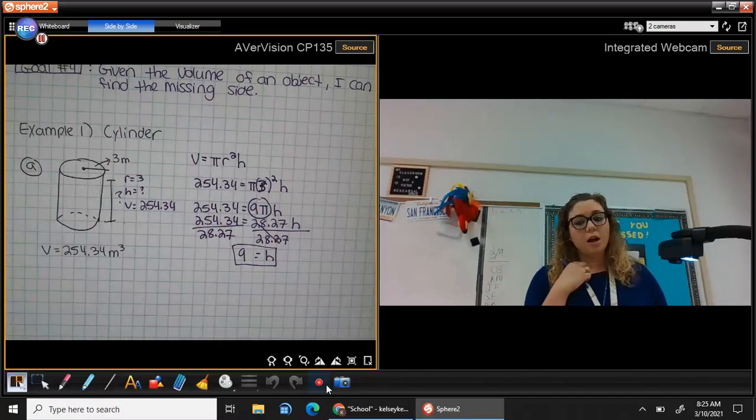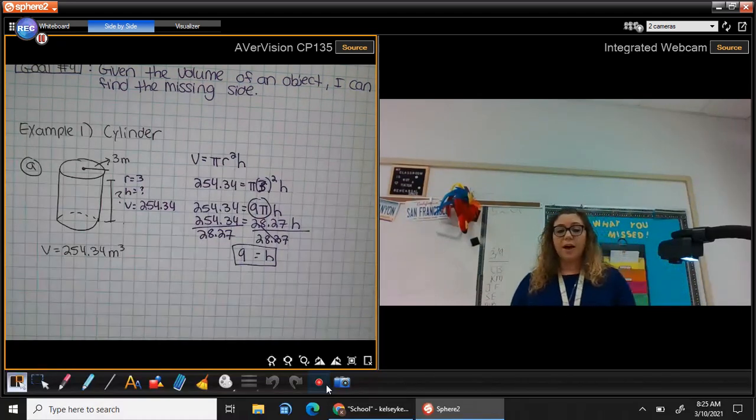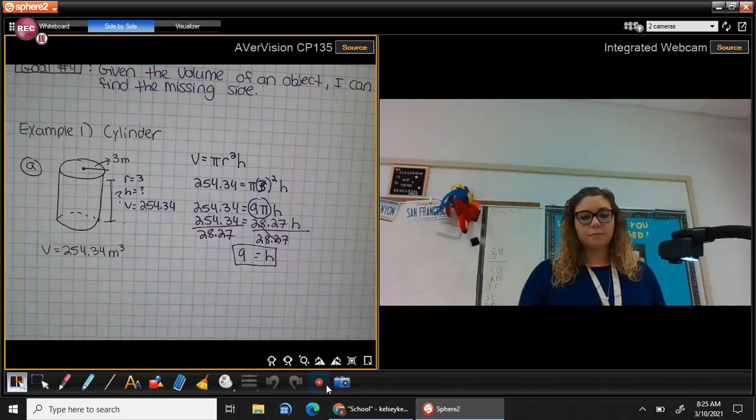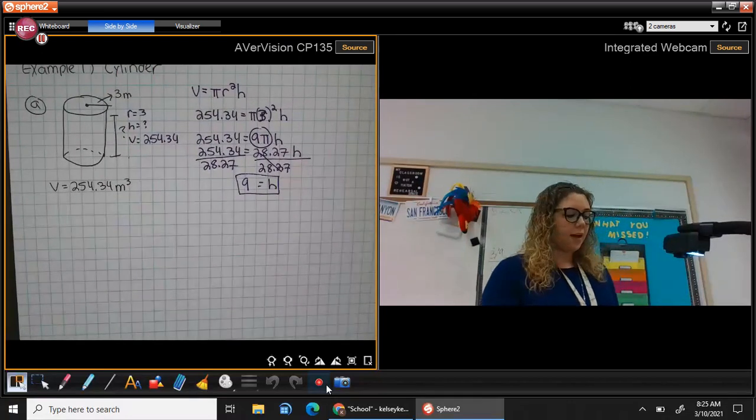Okay, so it's just solving the equations. That's all it is. Just plugging in values and solving for the missing variable. That's how you would find how high it is. Sometimes they want you to find the radius.